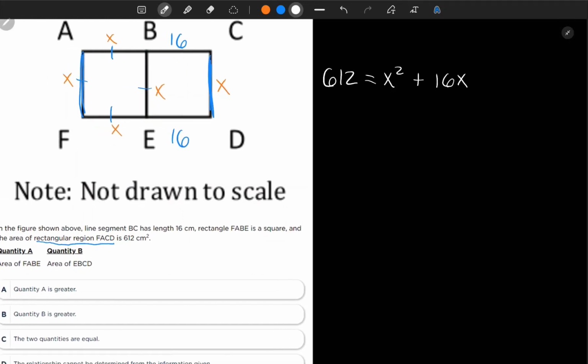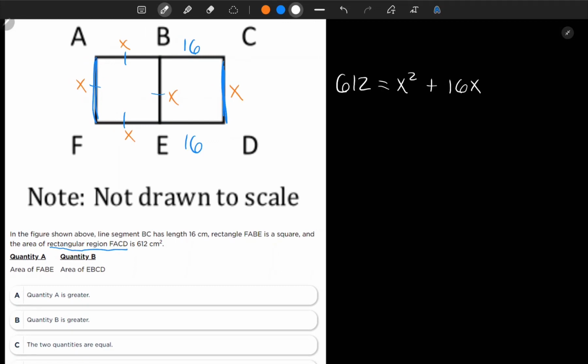So we solve for x as follows. We get all of the terms onto one side. So we have x squared plus 16x. We subtract 612 from both sides. And this is now equal to 0. But this is an equation that can be solved using the quadratic equation.